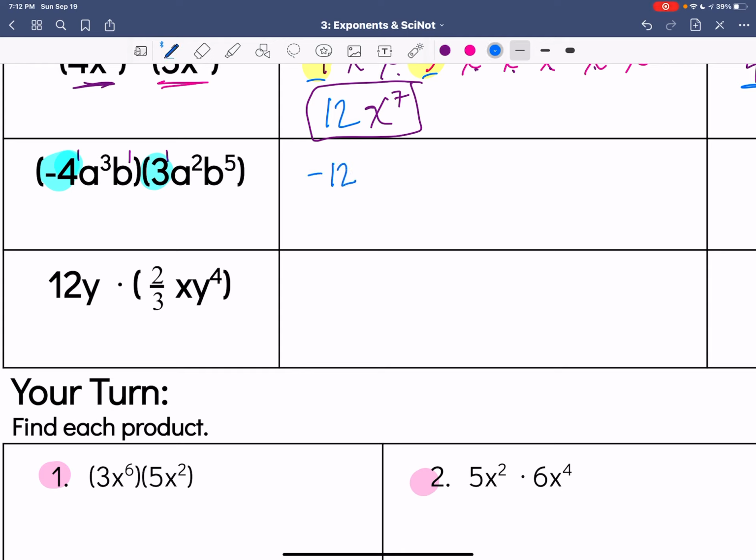And then now let's go through and factor out our a's. So I've got 3 here and 2 here. Okay, now let's look at our b's. I've got 1 here and 5 here.